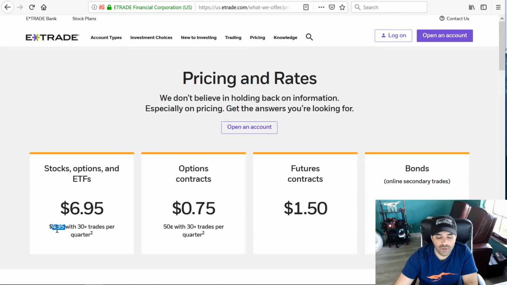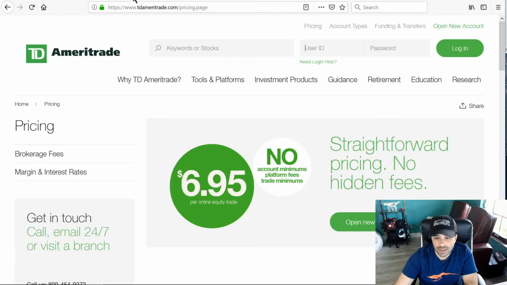But in the gist, $4.95 is what you would pay with E-Trade if you're doing over 30 trades or more per quarter. And remember, you can have the cash account with them or you can have the margin account we spoke about earlier. Then you have TD Ameritrade. Remember earlier how we said we can open up a $2,000 margin account with E-Trade and another $2,000 margin account with TD Ameritrade? Well, here you go.